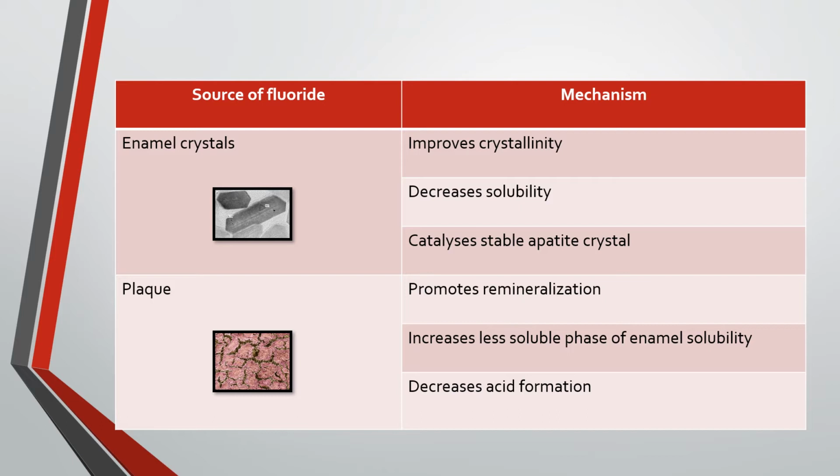enamel solubility. So enamel solubility is a continuous process. Enamel solubility is the demineralization process, so it keeps going on. But if the fluoride is there in the plaque, it lessens the soluble phase of enamel solubility, and thereby protects the tooth against demineralization. And the last is that it decreases acid formation by interfering with bacterial metabolism, thereby acting as a bacteriostatic agent. So this is a summary of what topical fluoride can do when applied to the tooth structure.